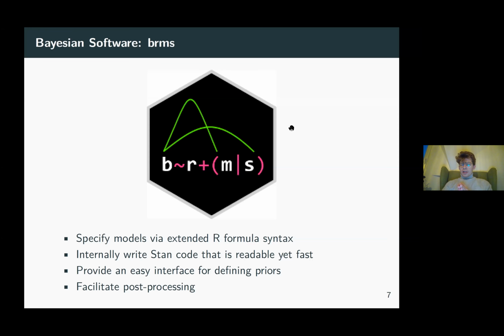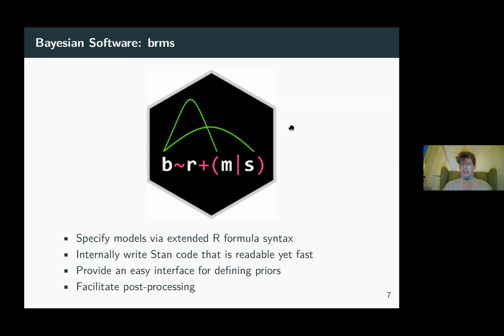Whenever I need to balance between readability and speed of the sampling, I'm focusing on speed. That is, there are parts of the Stan code of BRMS that are less readable because it's more efficient to sample from it, or to fit the model, basically. BRMS provides an easy interface to defining priors. Perhaps I would say it provides an interface for defining priors, and whether it's easy or not certainly depends on the perspective.